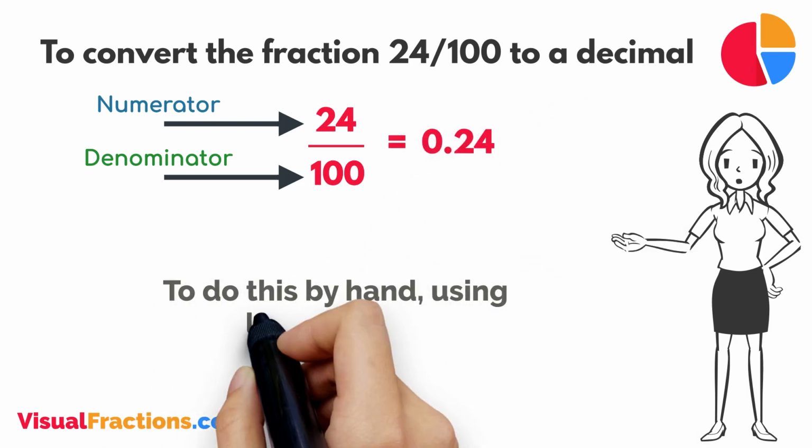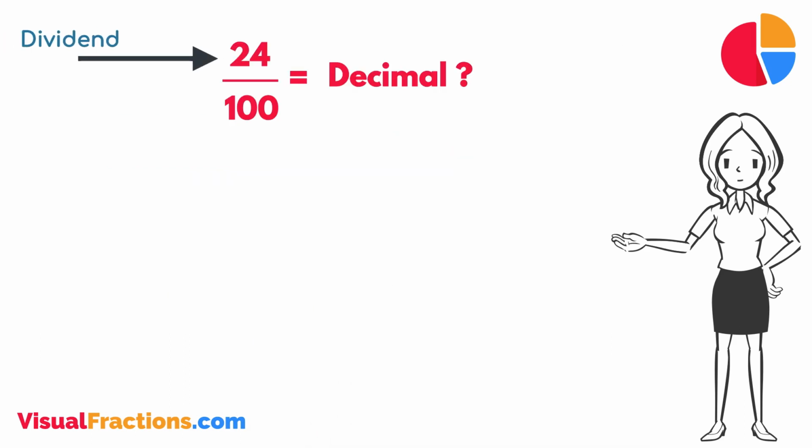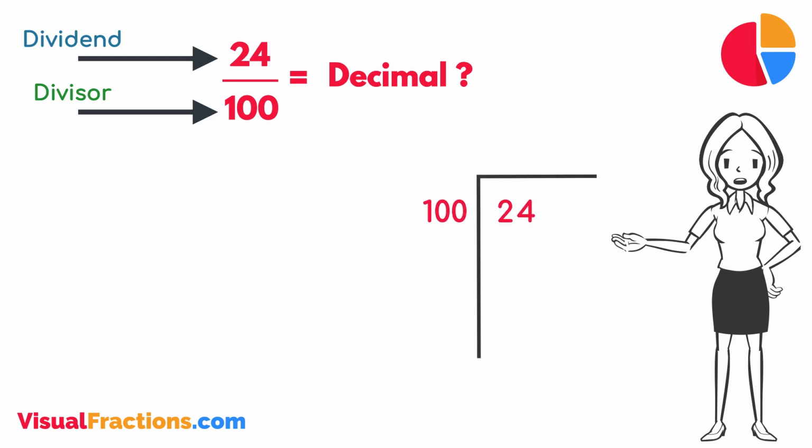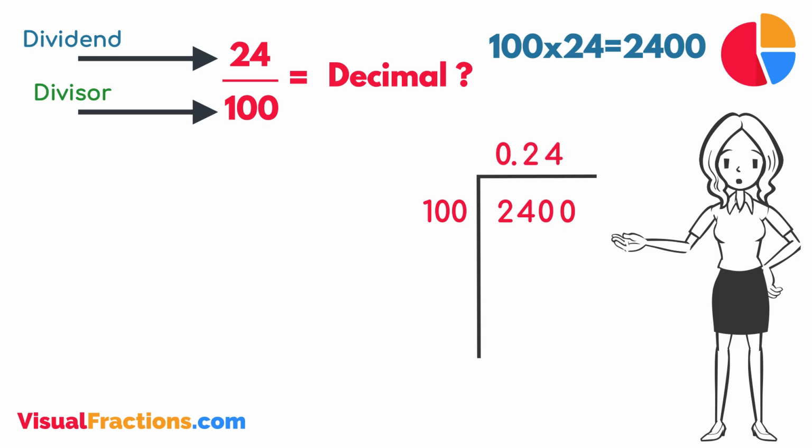To do this by hand using long division, we start by writing 24 as the dividend and 100 as the divisor. Since 100 doesn't fit into 24, we add a decimal point in our answer and append 2 zeros to 24, making it 2400. How many times does 100 go into 2400? Exactly 24 times. We write 24 after the decimal point in the quotient, making it 0.24. Multiplying 24 by 100 gives us 2400. When we subtract 2400 from 2400, we get a remainder of 0.